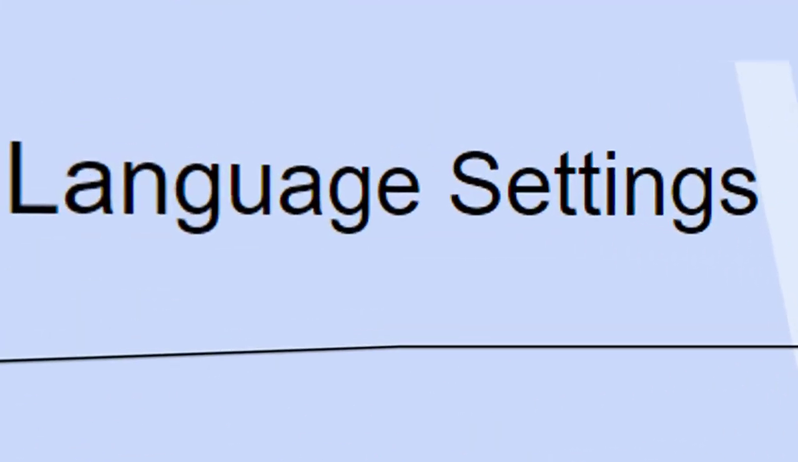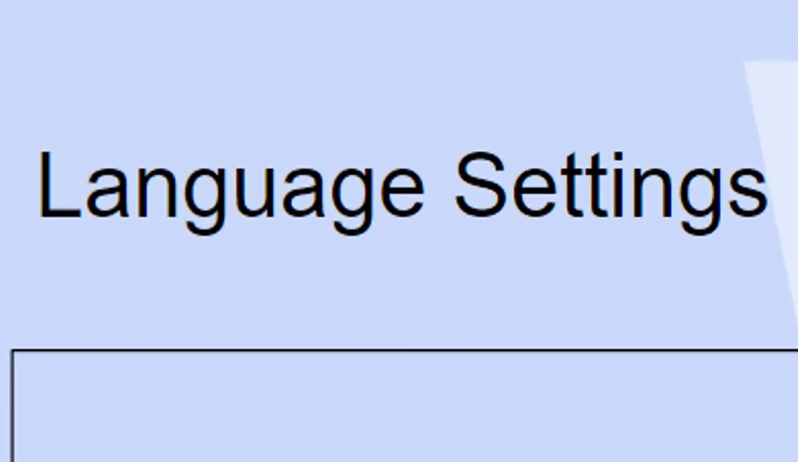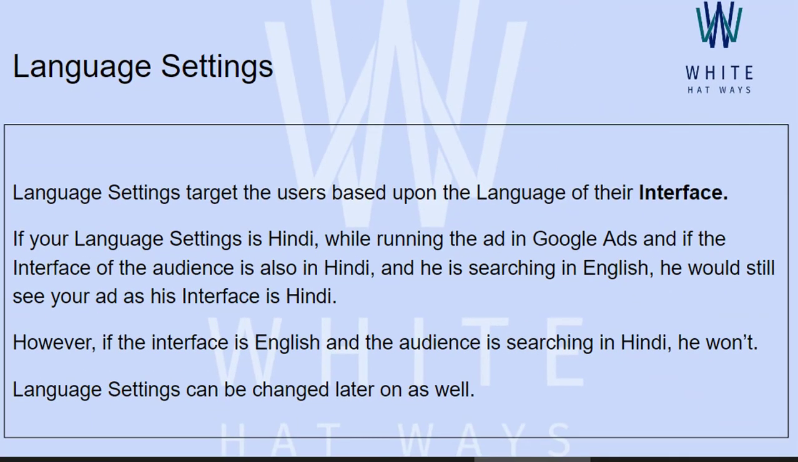In this video, we will be discussing the language settings. In case you wish to target somebody who is using a particular language, you can target him using the language settings. However, the most important point that you wish to note is that language settings target the users based upon the language of their interface. So at the interface of Google, they should have set that particular language that you are setting in your campaign to target them.